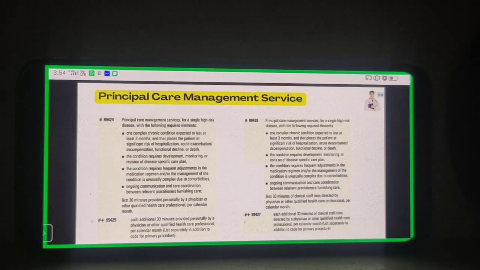These are very direct coding, but important because these services are regarding further chronic condition and to prevent the chronic condition.